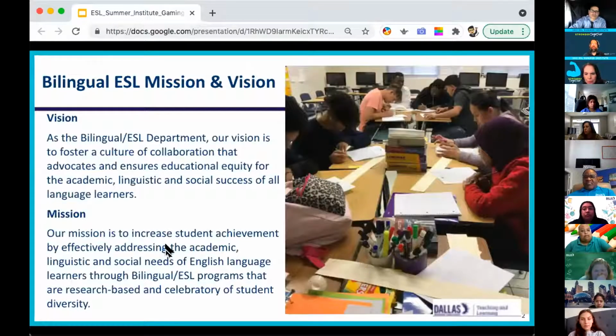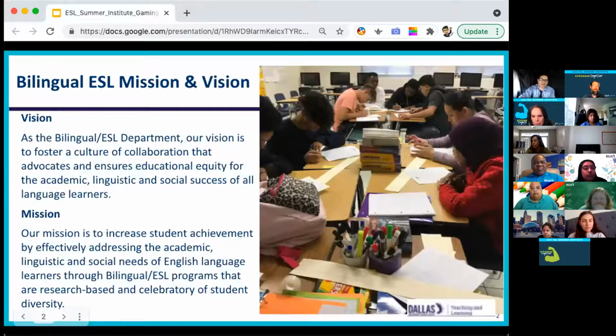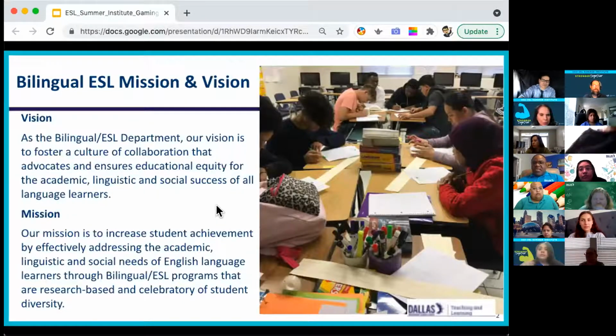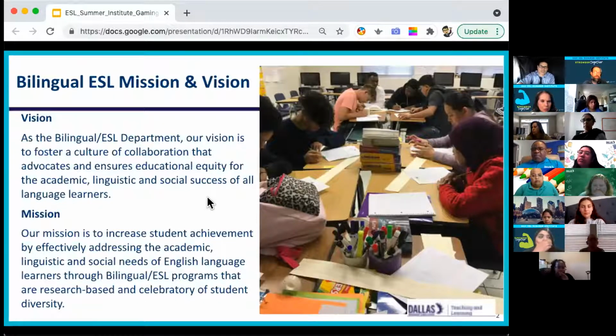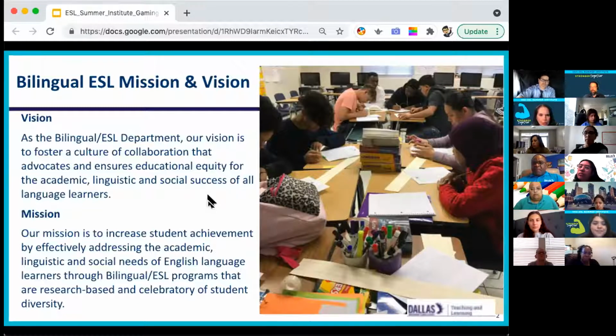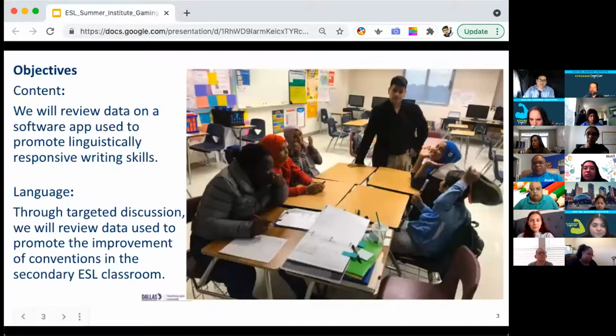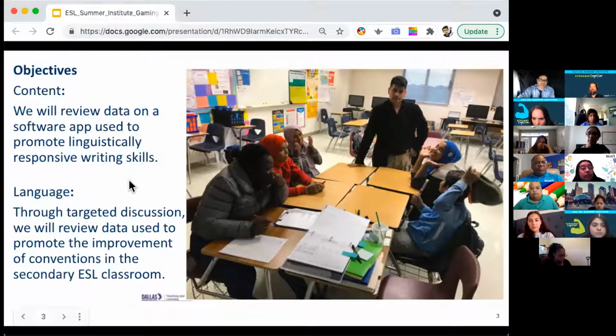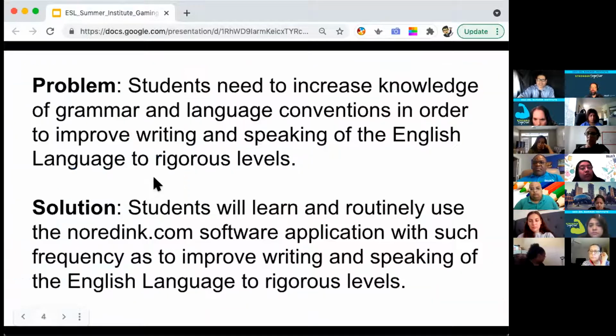Please feel free to look at the mission and vision statement, where we assure that the goals, the vision and mission statements are executed, particularly with regard to research and a focus on diversity. We are going to review a data software app used to promote linguistically responsive skills, and through limited discussion, we will review data used to promote the improvement of conventions in the secondary classrooms.